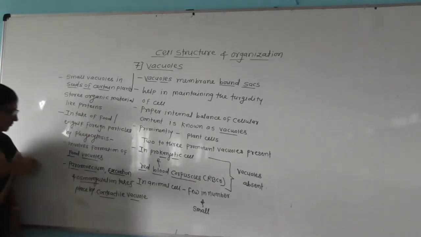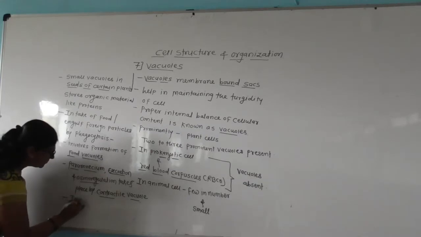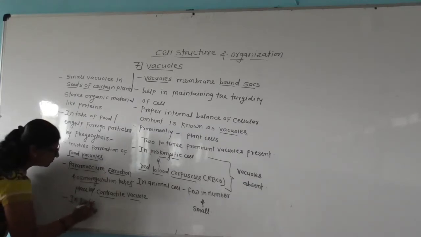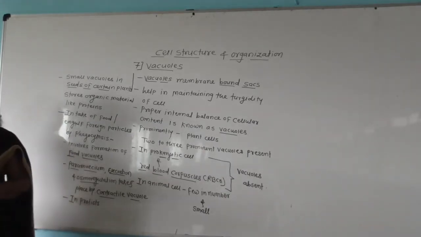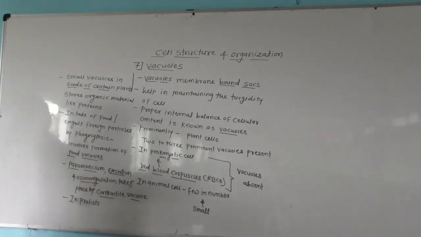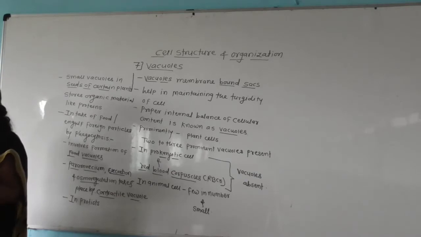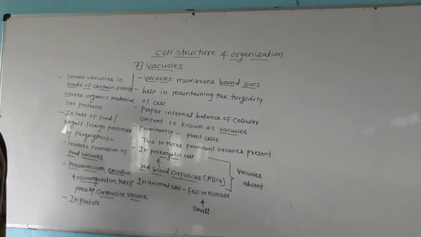In protists, food vacuoles are formed by engulfing the food particles. Vacuoles maintain the turgidity of the cells.